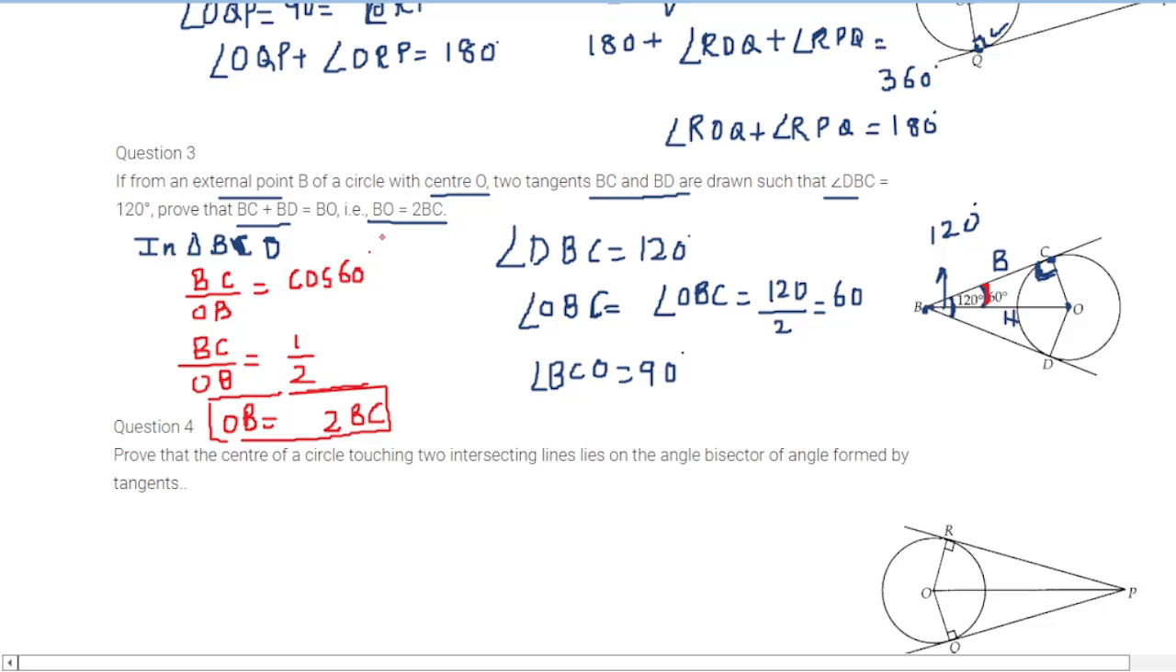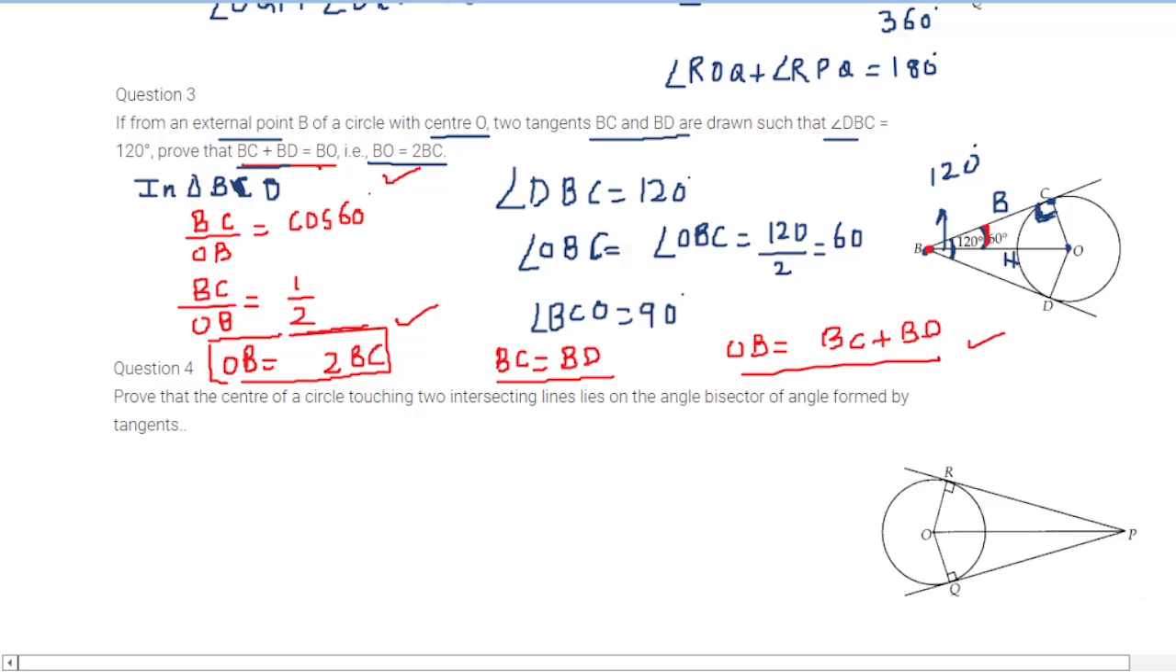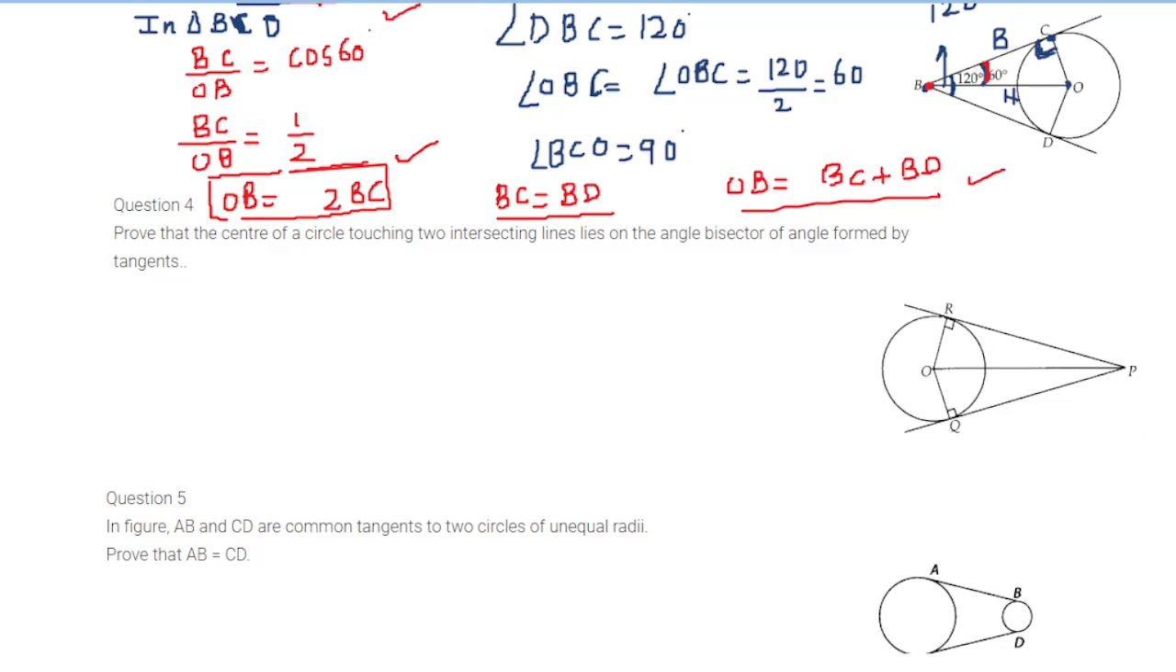Now we also have to prove this, BC plus BD is equal to OB. Now we know that BC and BD are tangents to a circle from the external point B. So we can say that the lengths of BC and BD are equal, right? So from this relation we can say that OB is equal to BC plus BD. Hence it is proved.